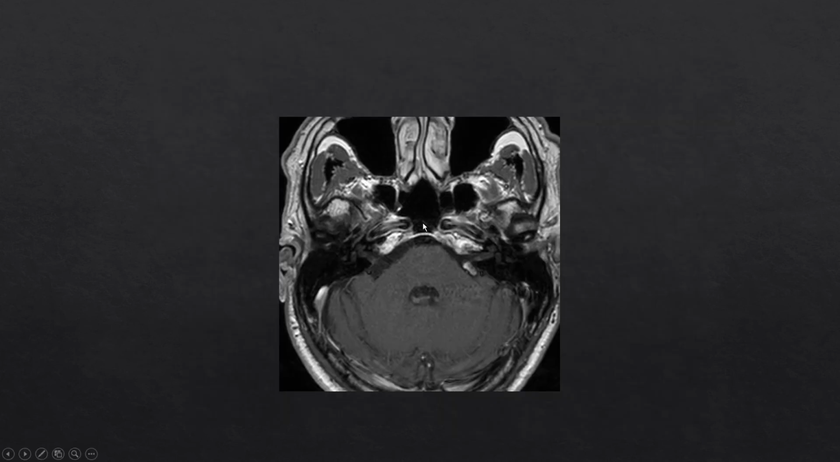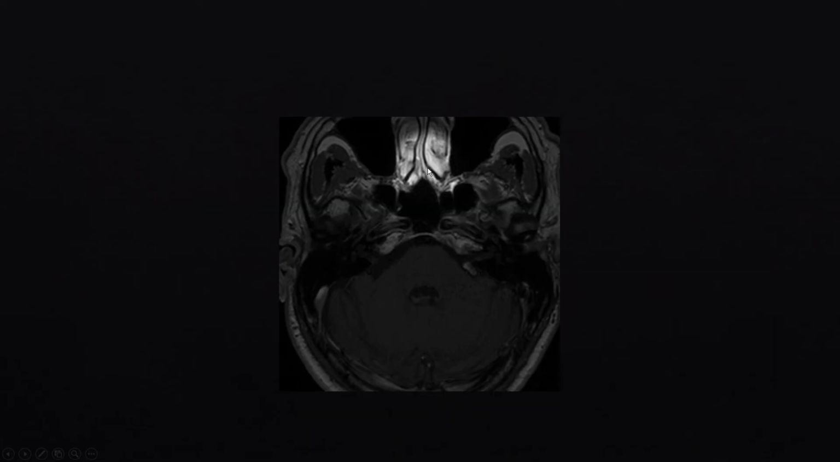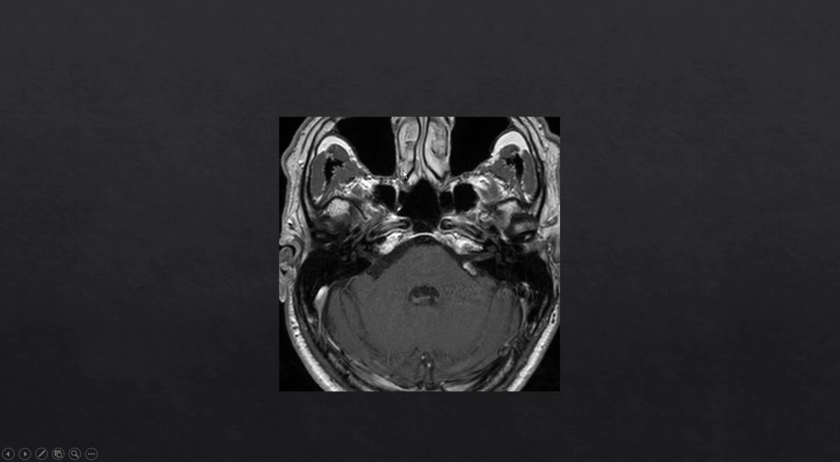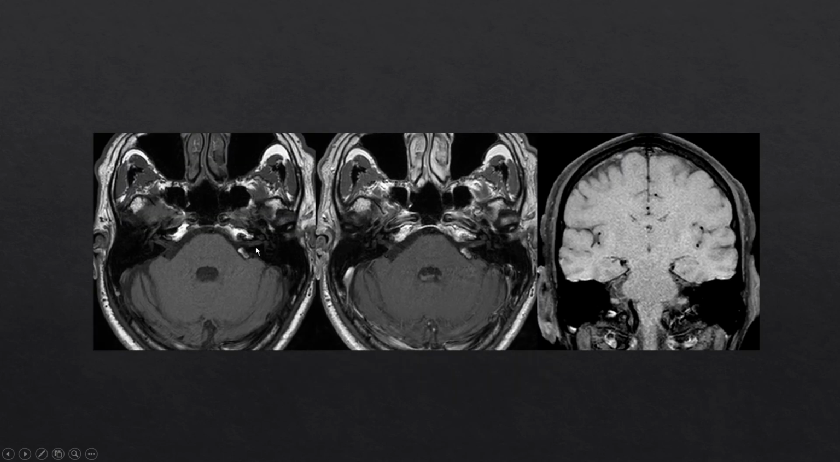Here we have a small mass. This is a post-contrast T1 weighted sequence. We see it's post-contrast because there's enhancement of the nasal mucosa, but whenever you see something that's bright on the post-contrast sequence, make sure that it wasn't bright before we gave contrast. And so this turns out to be a small lipoma that suppresses with fat suppression.